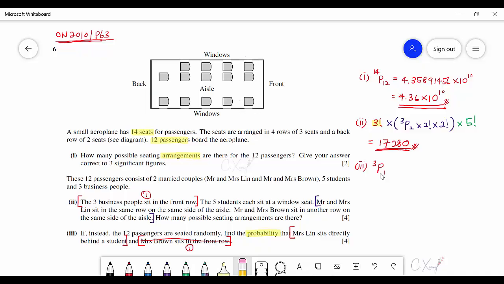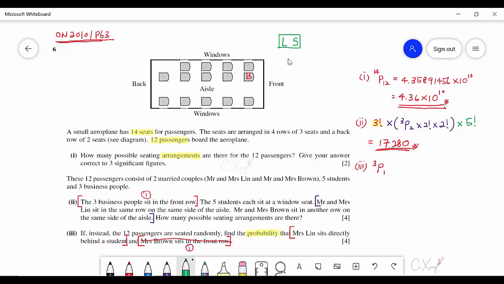Okay, after we arrange them, Mrs. Brown, let's say, is sitting here. Now we want to put in Mrs. Lin and also a student. They said Mrs. Lin sits directly behind a student. So the layout of the seating should be Mrs. Lin at the back and the student in front, and they must come in a pair like this, front and back. The front one is the student, and the back one is Mrs. Lin. Mrs. Brown has already occupied these seats.